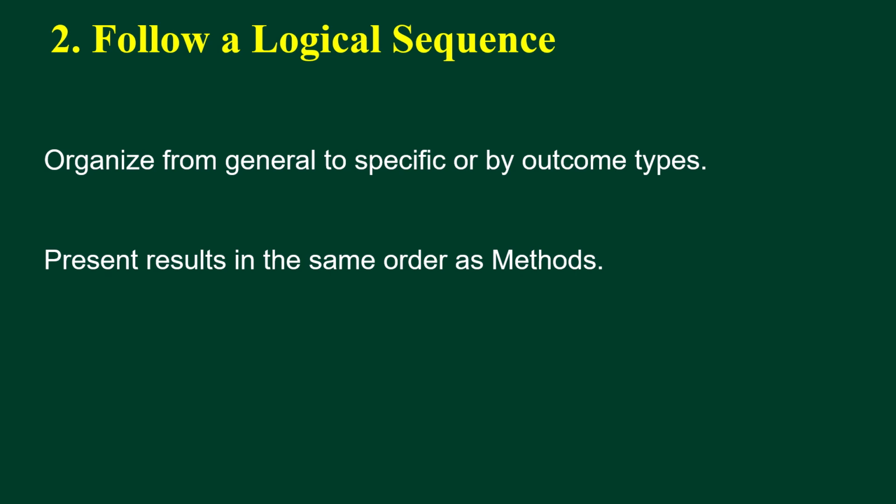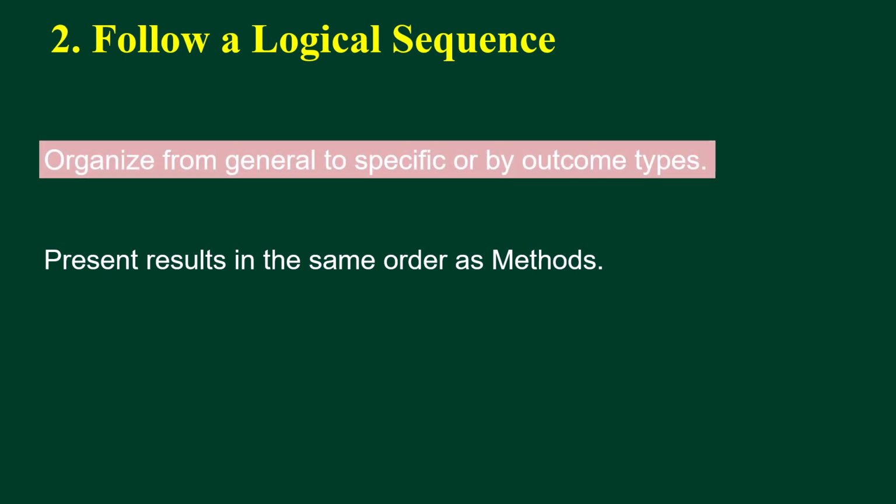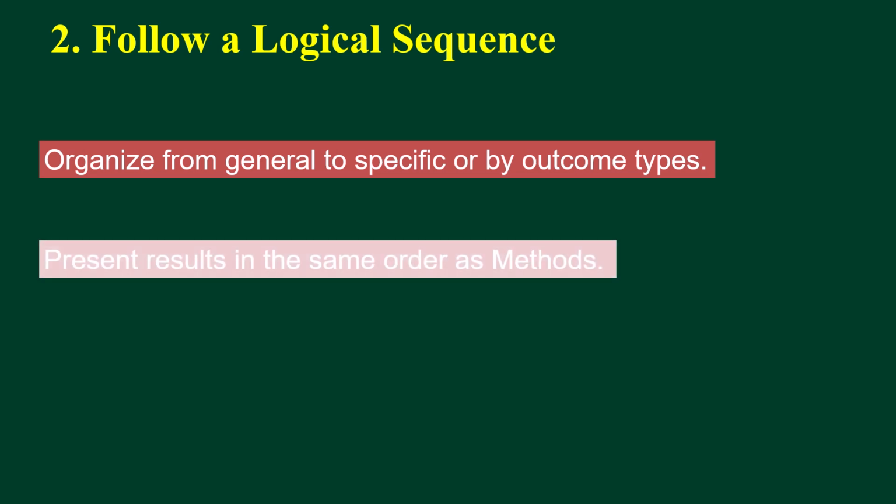Secondly, follow a logical sequence. Organize your results in the same order as your methods or research questions. This should be a common sequence which includes biological experimental parameters. For example, growth, then continuing with the biochemical and continuing with the molecular results. From general to specific, from primary outcomes to secondary outcomes. Maintain a flow.